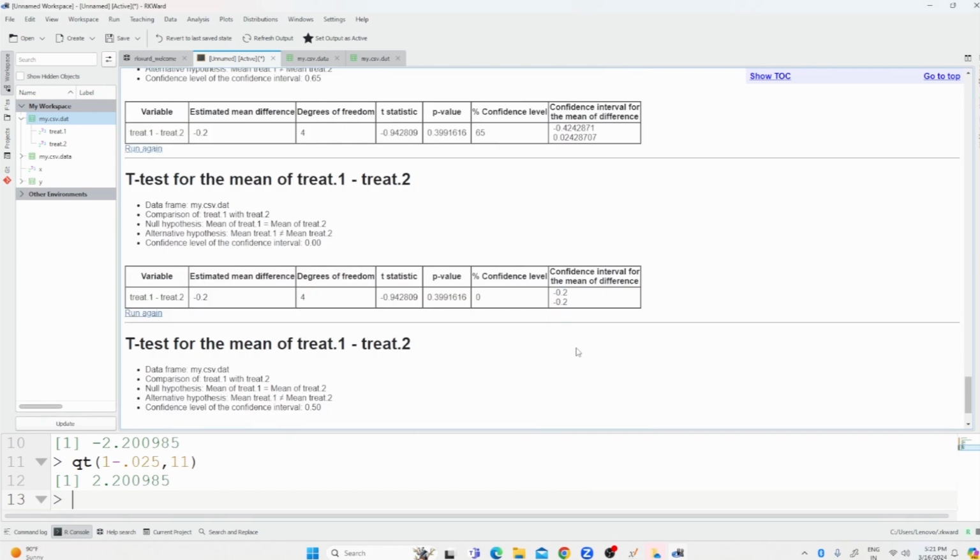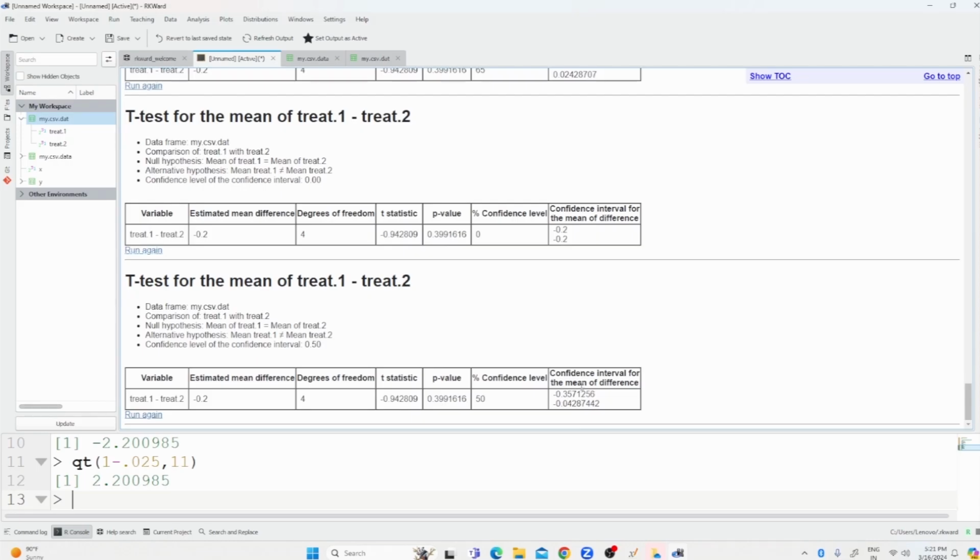Now you see, 0 is not in between. Okay? 0 is not yet between.